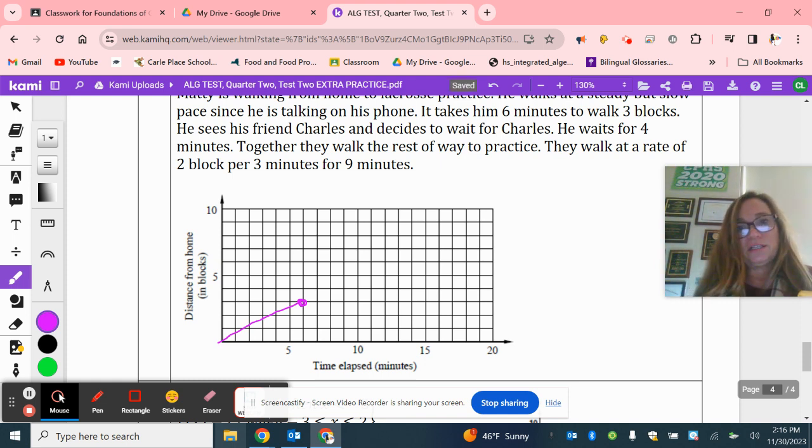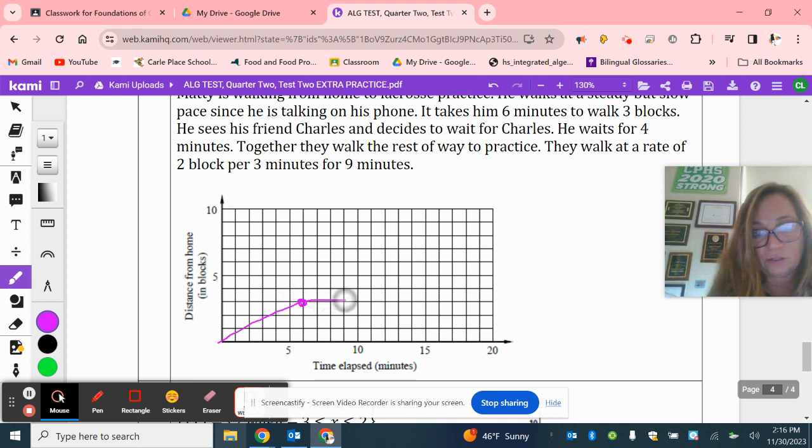He sees his friend Charles and decides to wait for Charles. He waits for 4 minutes. So when you're waiting, you're standing still, so your distance doesn't change. So he waits for 4 minutes. 6 minutes plus 4 minutes makes 10 minutes.